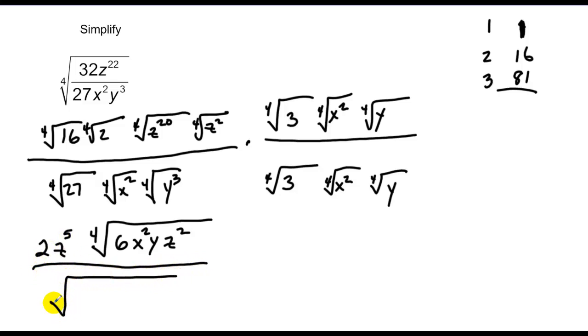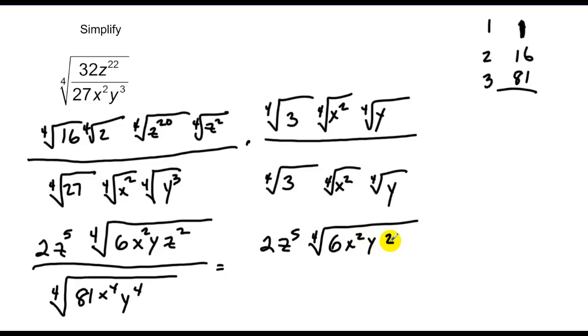This bottom term should be a perfect fourth when I multiply it all together. There's an 81, there's an x to the fourth, and a y to the fourth. So this simplifies into 2 z to the fifth, fourth root of 6 x squared y z squared over fourth root of 81, as we said, is 3. Fourth root of x to the fourth is x, and y to the fourth is y. And we're done.